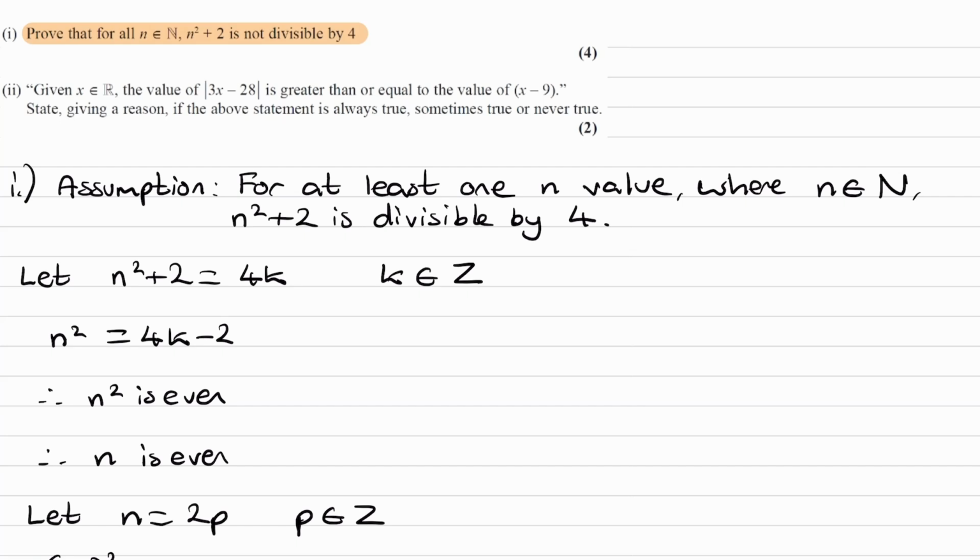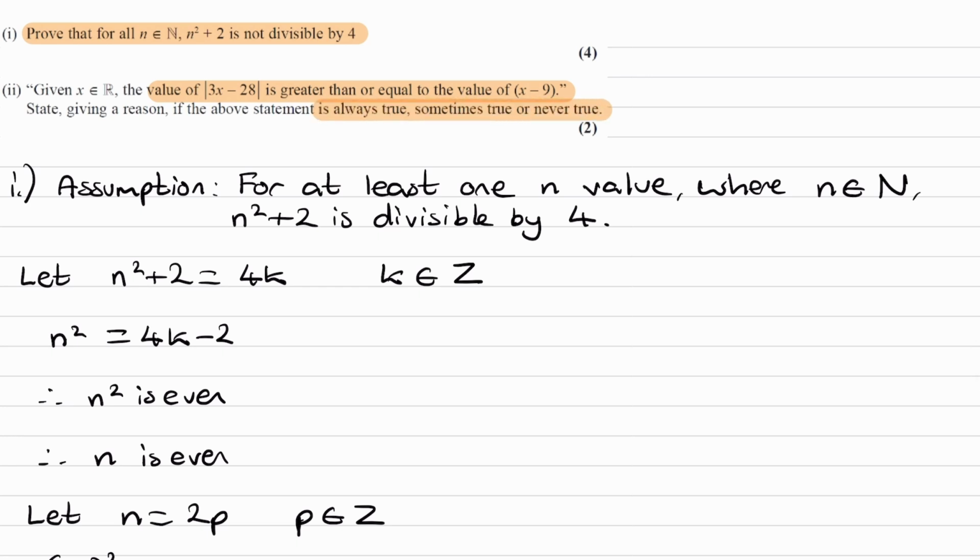And then on to part 2. Given that x is a real value, the value of the modulus of 3x minus 28 is greater than or equal to the value of x minus 9. State, giving a reason, if the above statement is always true, sometimes true, or never true.